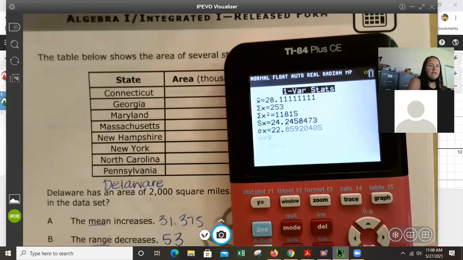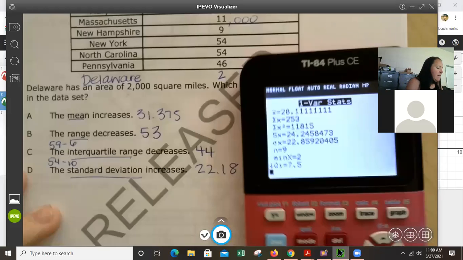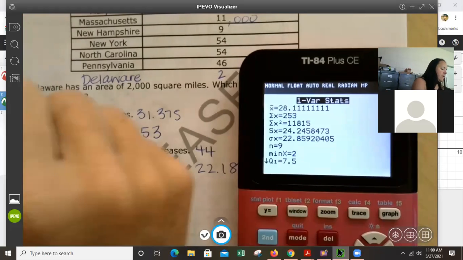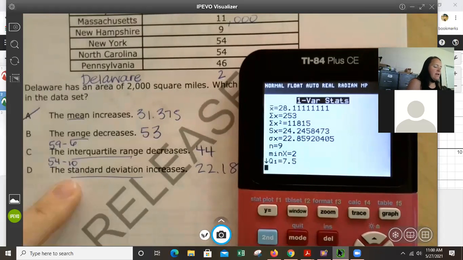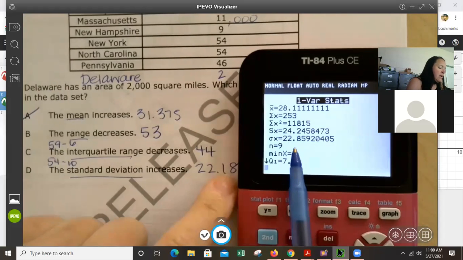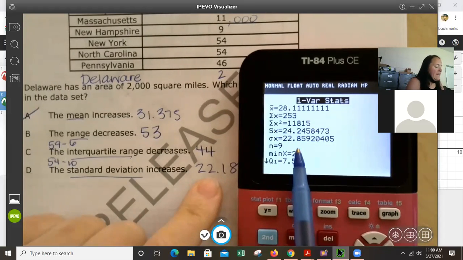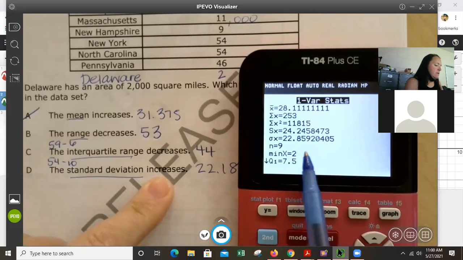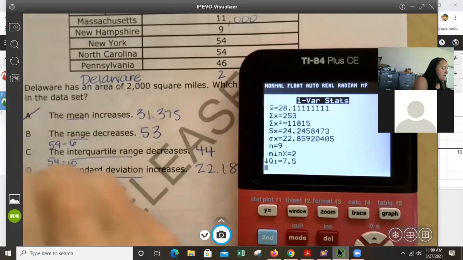All right. Let's look at our mean. Did our mean increase? No. So we know it's not right. Let's look at our standard deviation because I don't have to do any work for that. 22.8. It was 22.18. Did the standard deviation increase? Yes or no? 22.18 to 22.8. Did it increase or decrease? It increased, right? So D should be our answer.